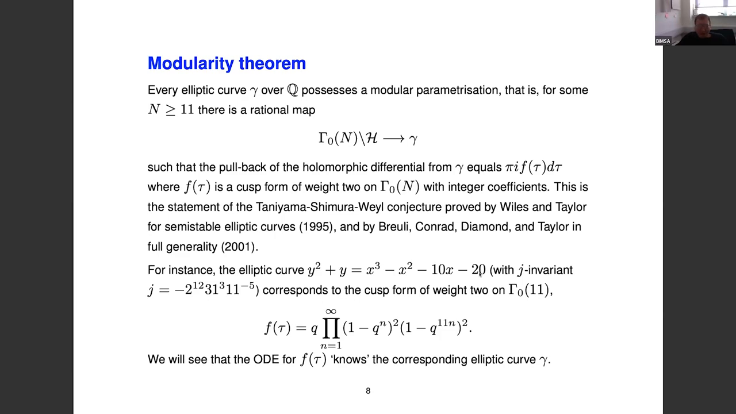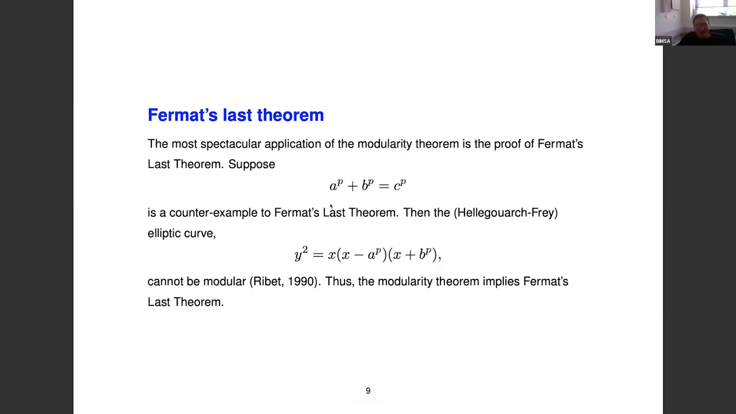Okay, so let me move on. Now, I'll say a few words about Fermat's last theorem. It's the most spectacular application of the modularity theorem proved by Wiles and Taylor. Suppose that there is a solution to Fermat's equation. So a, b, c are integers, p is greater than or equal to 3, right? Suppose there is a non-trivial solution to Fermat's equation.